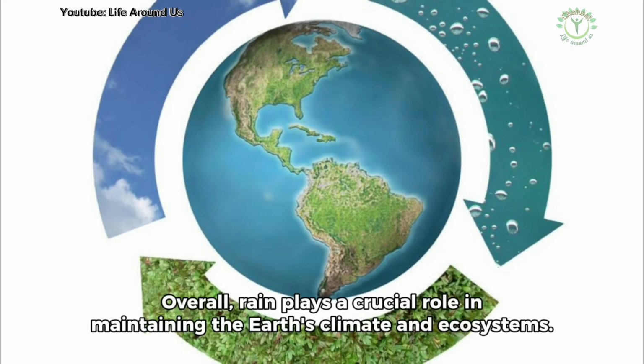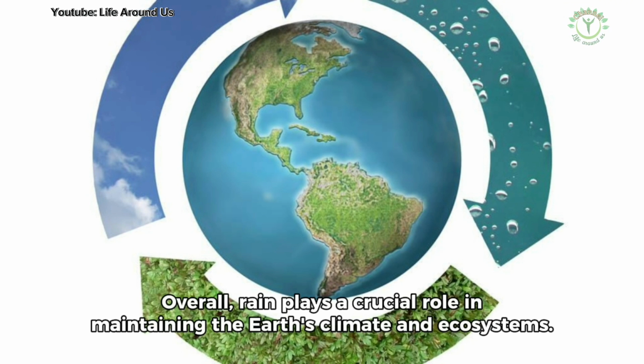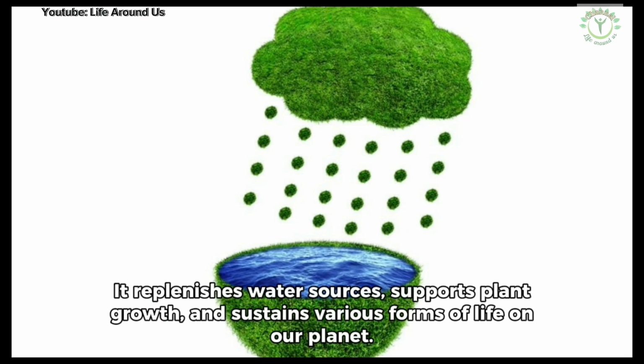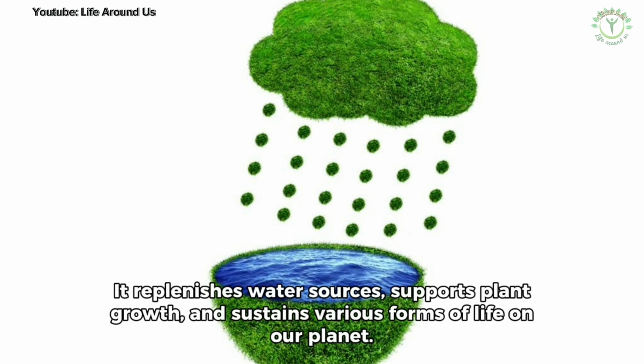Overall, rain plays a crucial role in maintaining the Earth's climate and ecosystems. It replenishes water sources, supports plant growth, and sustains various forms of life on our planet.